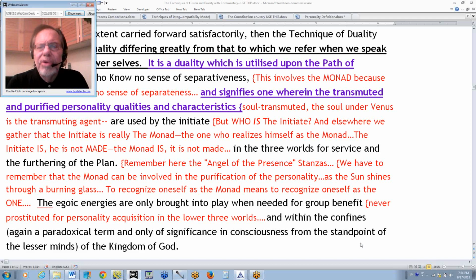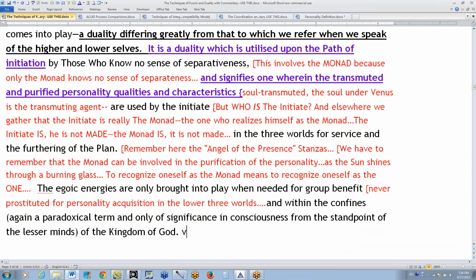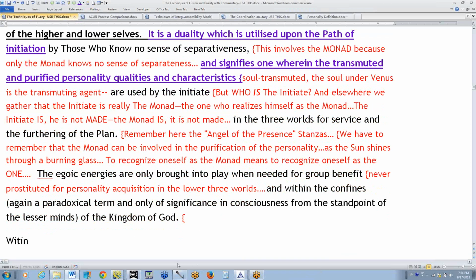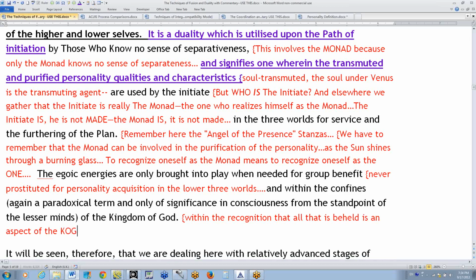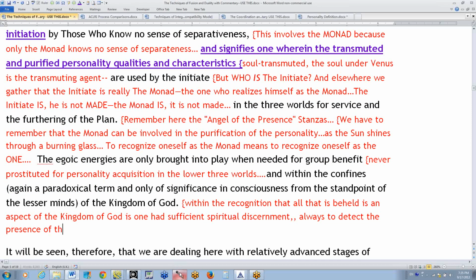The egoic energies are only brought into play when needed for group benefit and within the confines of the kingdom of God, or within the recognition that all that is beheld is an aspect of the kingdom of God if one had sufficient spiritual discernment, always to detect the presence of that kingdom. All right.